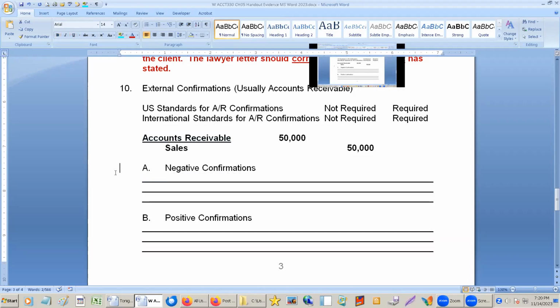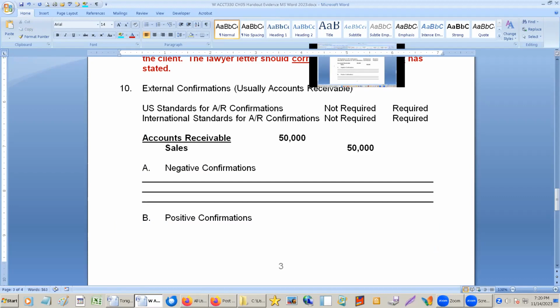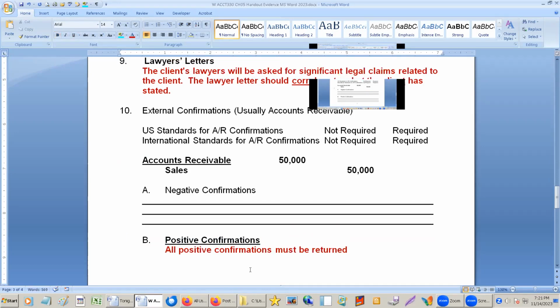Okay, negative confirmations. Should have done this the other order. I'm going to talk about positive ones first. Positive confirmations. All positive confirmations must be returned. So if you send out 100 of them, you've got to get 100 of them back. Every single one of them has to come back.